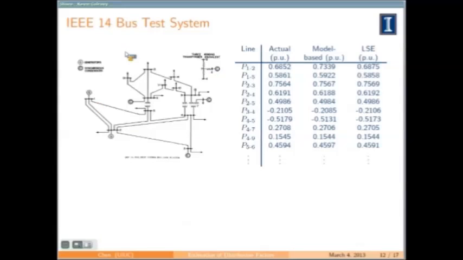So we can show the accuracy of these based on a case study here, the IEEE 14 bus system. What we have here is we've injected a 1 megawatt quantity, on top of whatever it used to be, an extra injection here, and found that the actual flow through each of these lines in the system was these values. And then using a model-based approach, they were these values. And then using our LSE, they ended up being these values through the line.